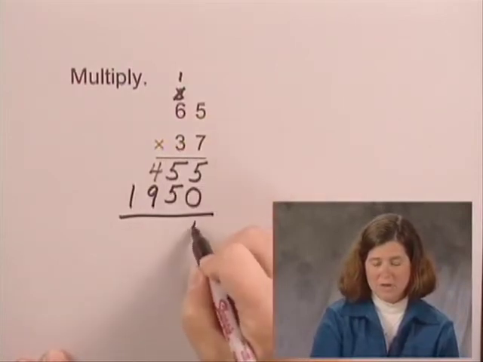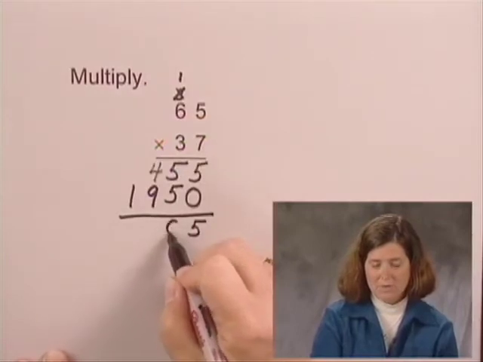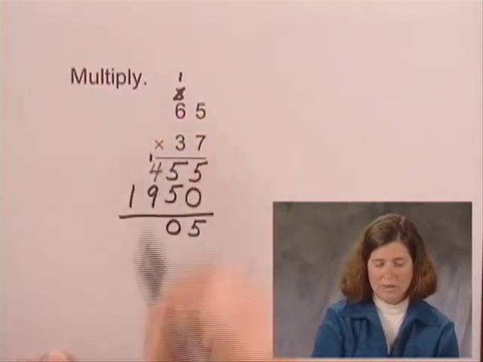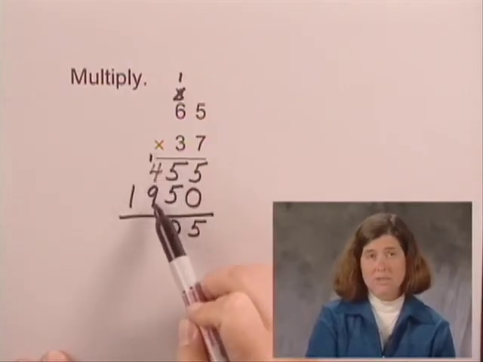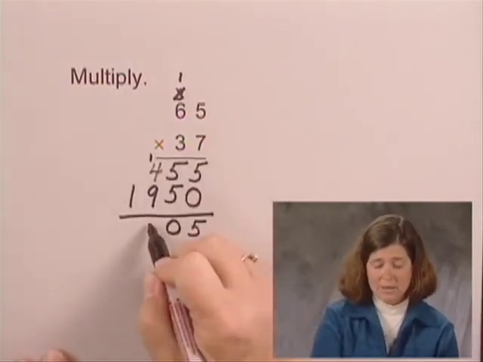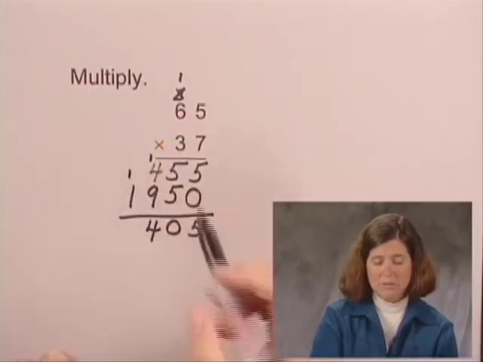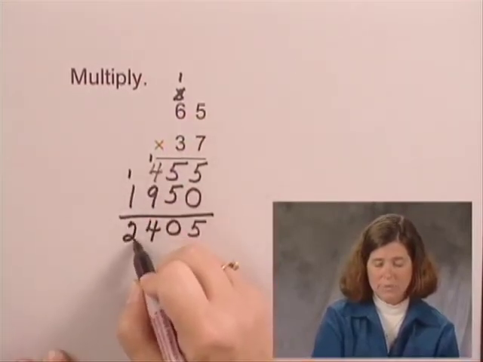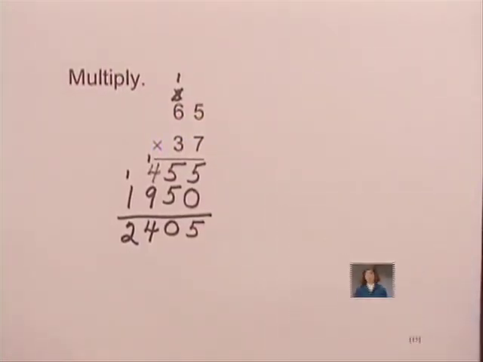5 plus 0 is 5. 5 plus 5 is 10, writing a 0 and a 1 above the 4. 1 plus 4 is 5, plus 9 is 14. And 1 plus 1 is 2. So 65 times 37 is 2,405.